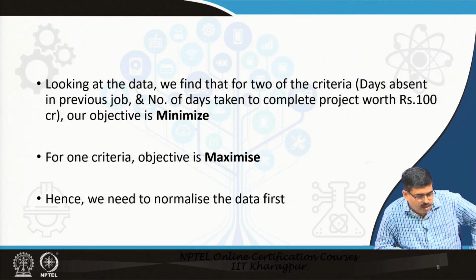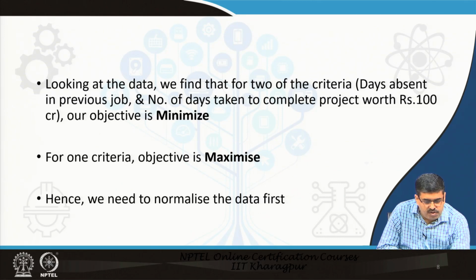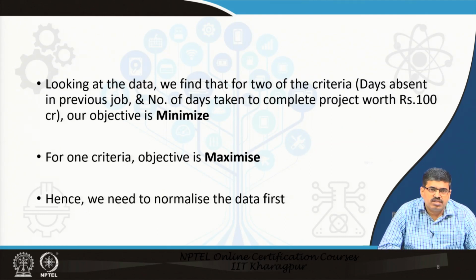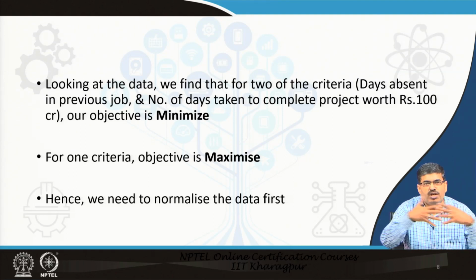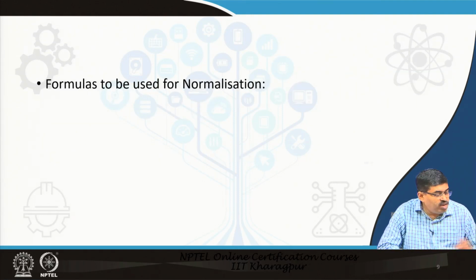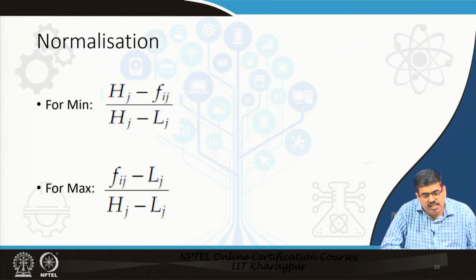This is what we have already mentioned. Looking at the data, we find that for 2 of the criteria, the objective is minimize, for 1 it is maximize. Hence, we need to normalize the data first. Let us bring all of them to a common platform. Formulas to be used for normalization. For min: Hj minus Fij, divided by Rj.